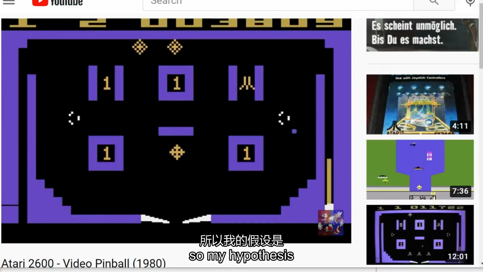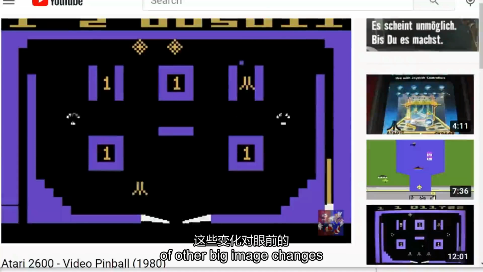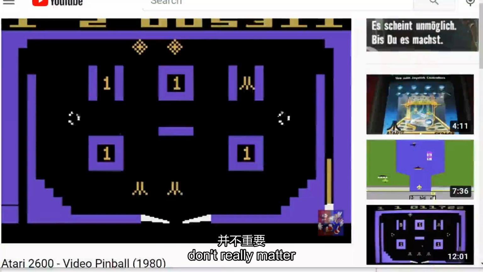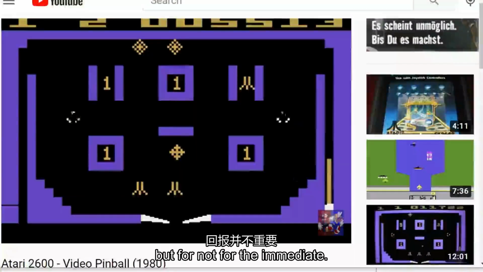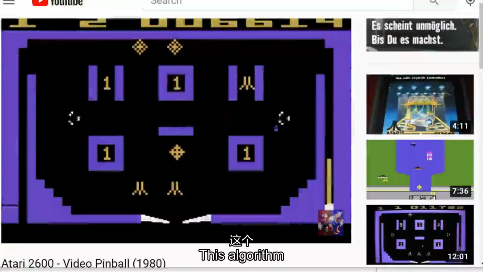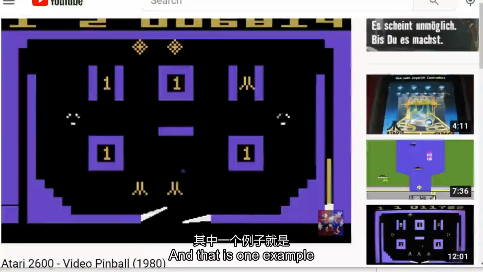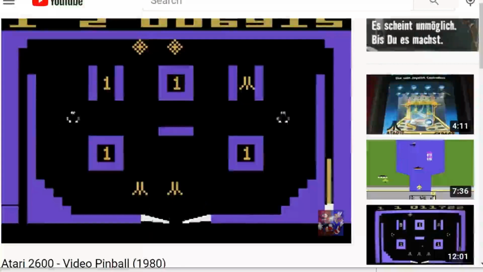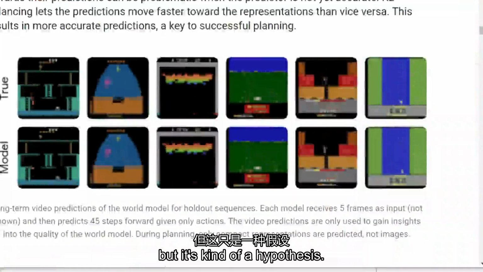So my hypothesis is that in games where what actually matters consists of very few changes in the actual image, and there are lots of other big image changes that don't really matter so much for the immediate reward, maybe for the future but not for the immediate, this algorithm is going to not be as good. And one example is this Video Pinball. I might be wrong on this, but it's kind of a hypothesis.